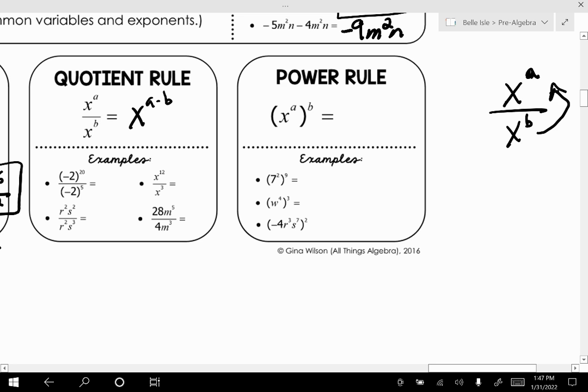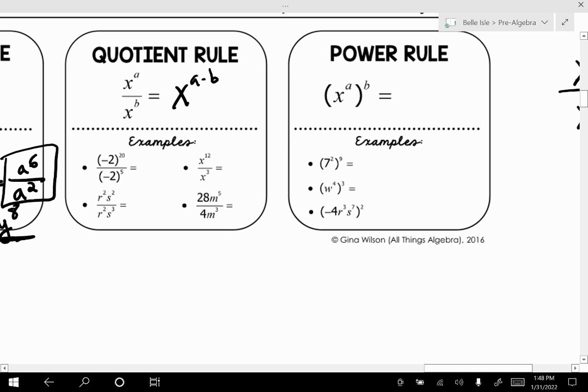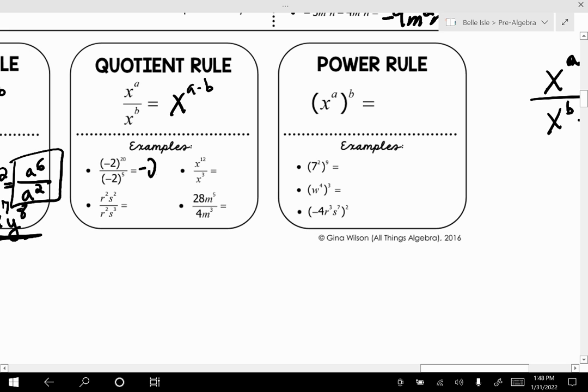Did we do those examples yet? Okay, we should go ahead and do them. So we've got negative 2 to the 20th power over negative 2 to the 5th. That's going to be what? How do we write it? This first example right here. Negative 2.